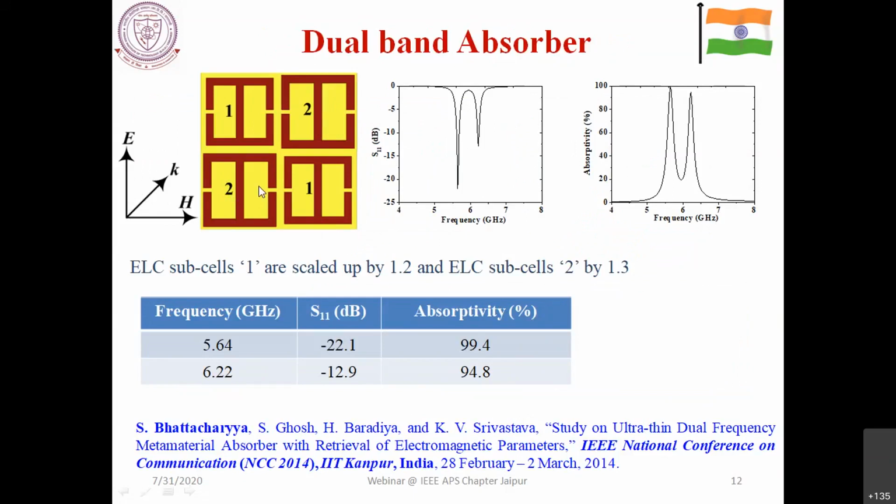Okay. And what you have is that the subcells 1 are identical and have been placed diagonally, while the subcells 2 are also identical and have been placed diagonally, right? So from that concept, you can generate two distinct absorption peaks at two distinct frequencies, as you can see from here, at 5.6 and 6.22 gigahertz, both in the C band. Okay, you can generate that, right?